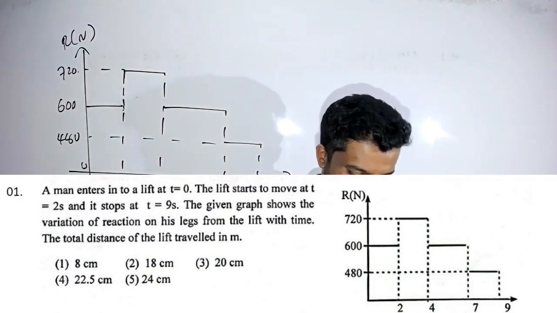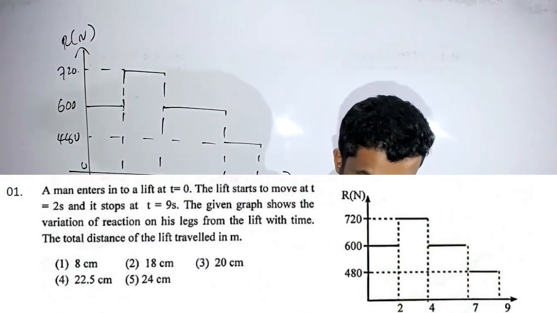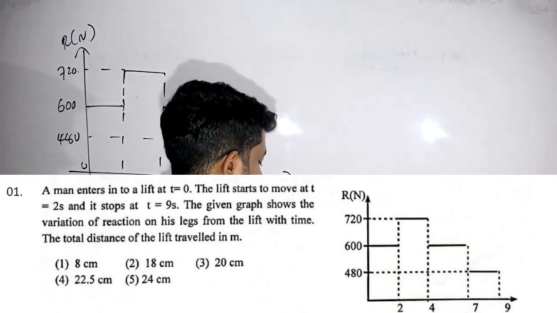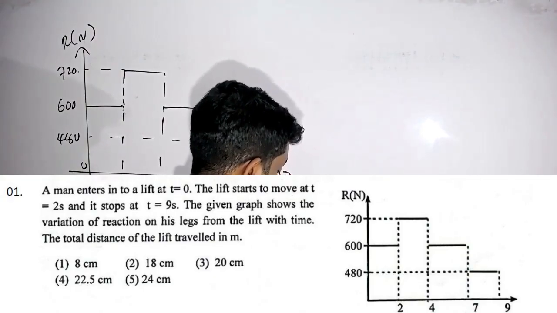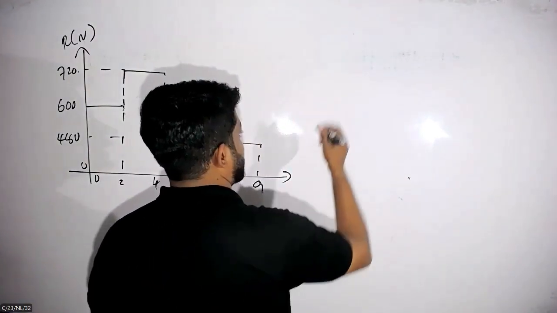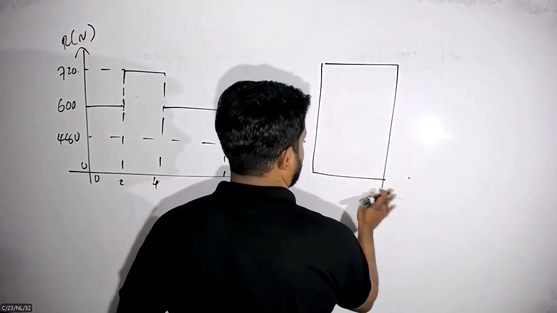A man enters into a lift at t equals 0. The lift starts to move at t equals 2 seconds. Pute, according to this sentence, you can identify that during the first 2 seconds, this lift was at rest. මෙයා ස්ටේෂනර් ඉඳලා තියෙනවා නේද ළමයි?